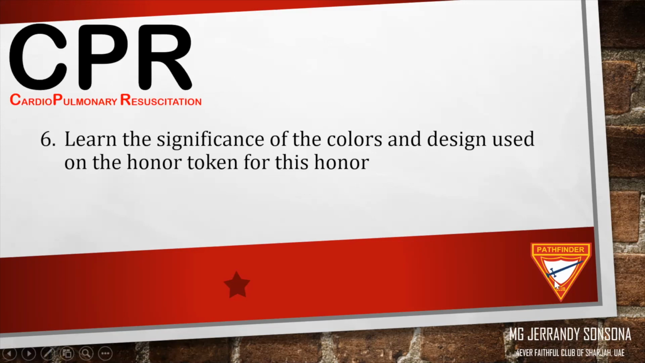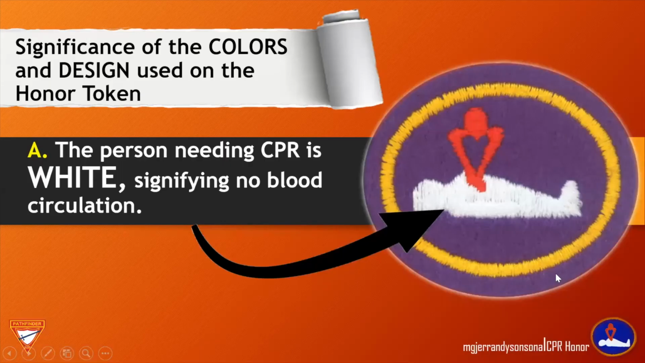Okay, number one is the white color. The person needing CPR is white. It signifies that there is no blood circulation in that victim. The victim turned white because there is no more blood.